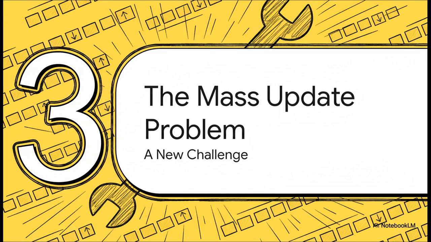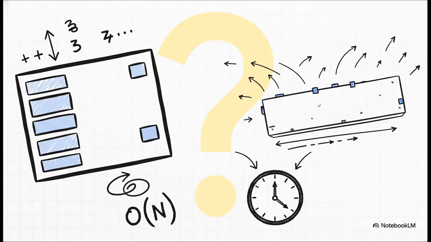They're our go-to. But what happens when the problem flips on its head? What if instead of asking for sums, we need to perform lots and lots of updates? Let's call this the mass update problem. Imagine you're told, hey, add 10 to every number from index 100 to 500, and then add 5 from index 2000 to 10,000.